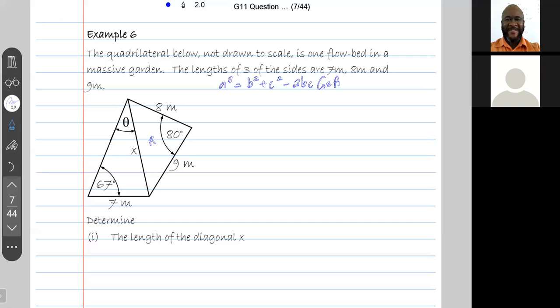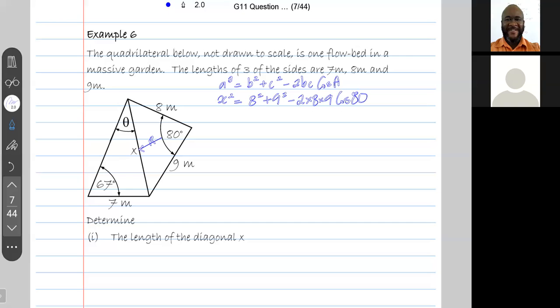So I start out by writing the cosine rule formula, which is a squared is equal to b squared plus c squared minus 2bc cosine A. In this formula, little a is the side that is opposite the inclusive angle. So little a is x, so x squared is equal to 8 squared plus 9 squared minus 2 times 8 times 9 times the cosine of the inclusive angle, which is 80 degrees.